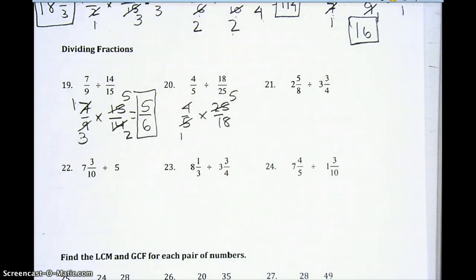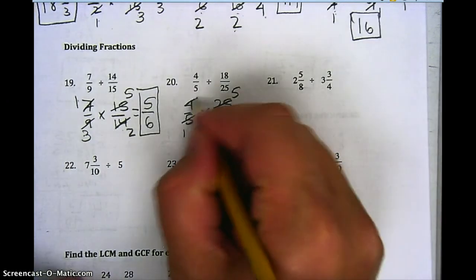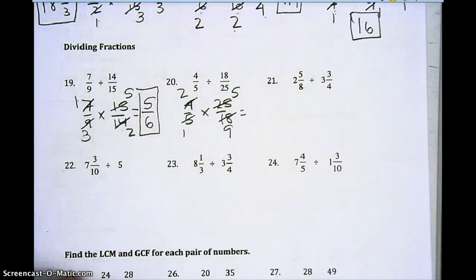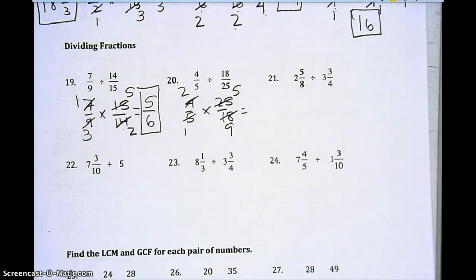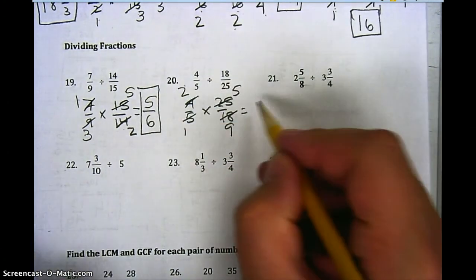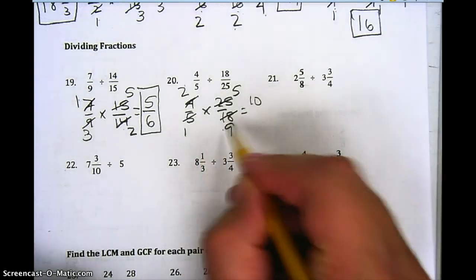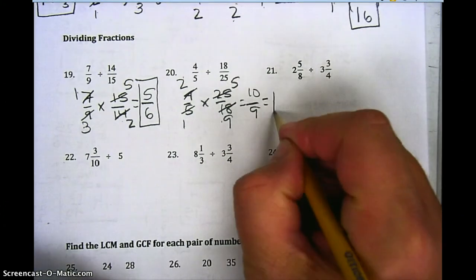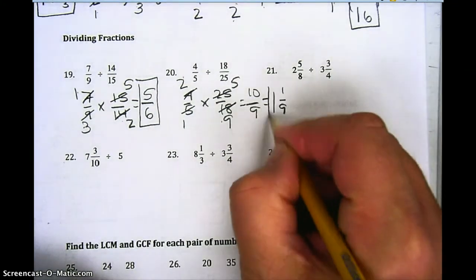My other two numbers, I have a 4 and an 18. And they're both even, so I know 2 divides both of those numbers. 4 divided by 2 is just 2. 18 divided by 2 is 9. Now I can multiply the top and multiply the bottom. 2 times 5 is 10. 1 times 9 is 9. And now it's an improper fraction, so I have to ask myself how many 9s are in 10. There's 1 nine in 10 with 1/9 remaining.